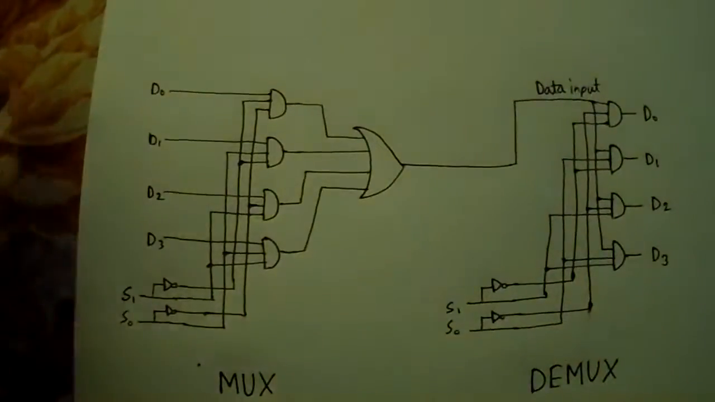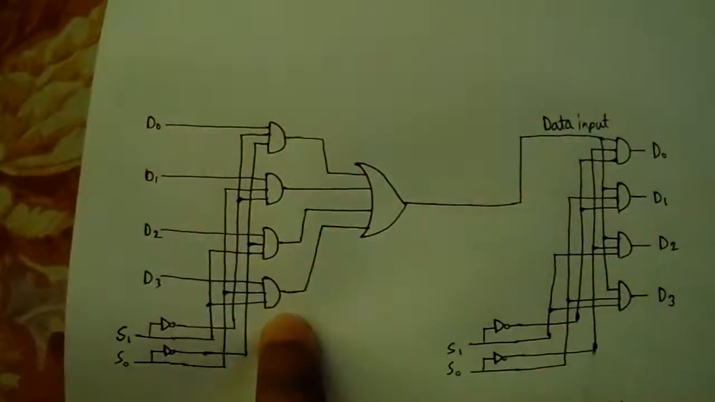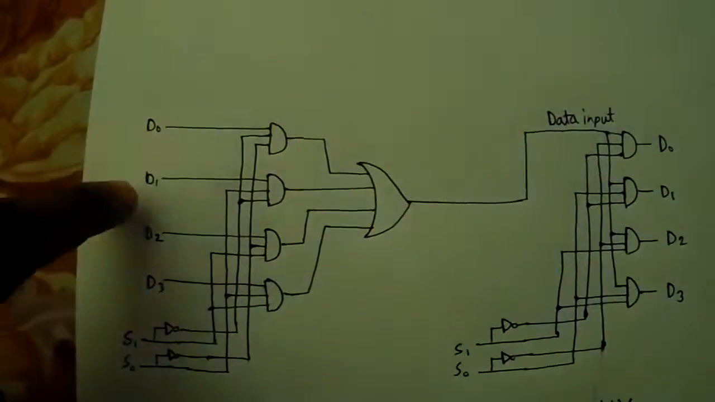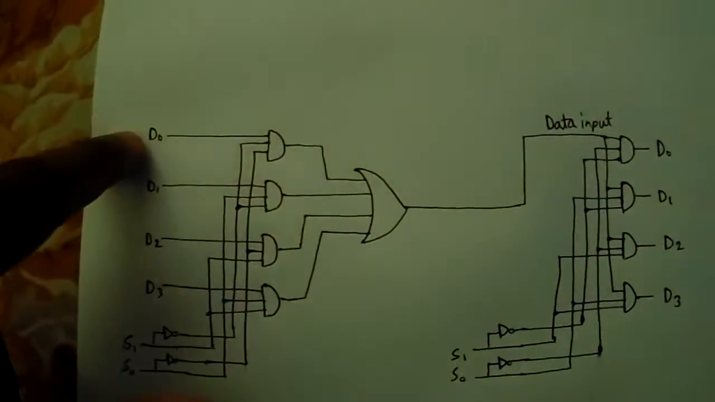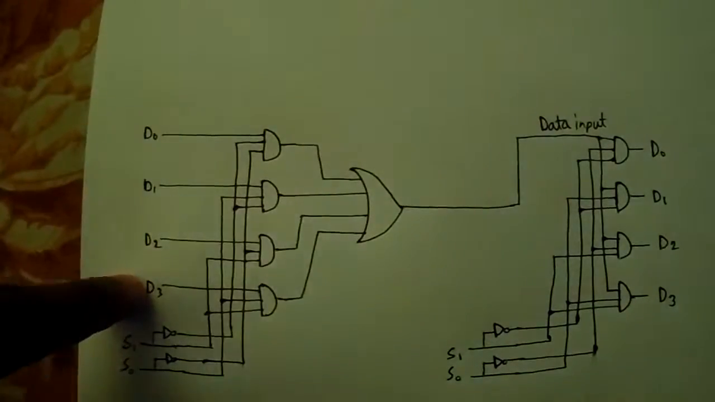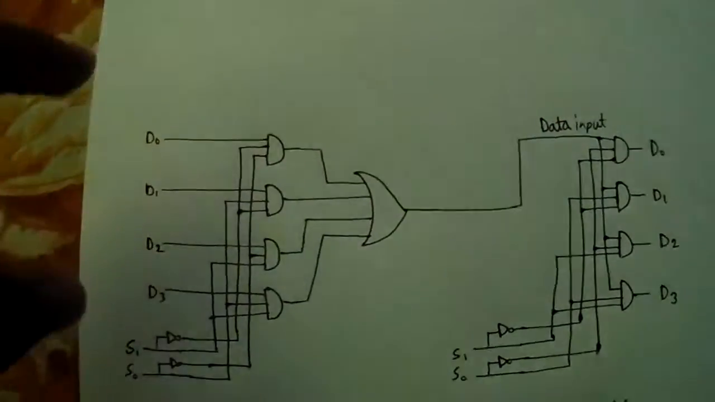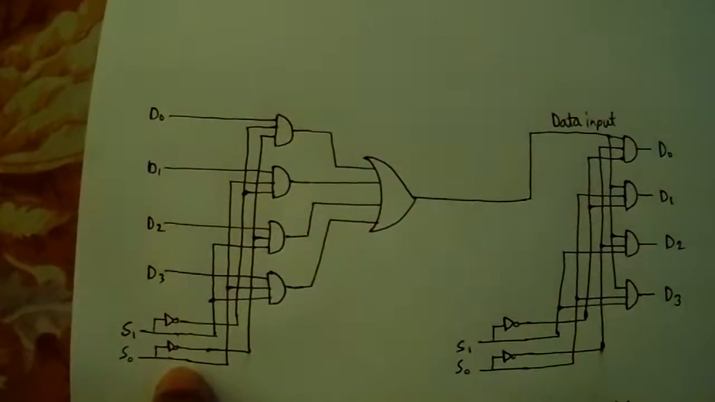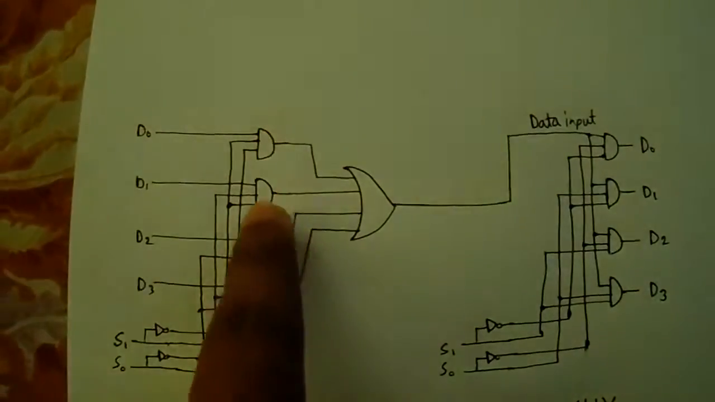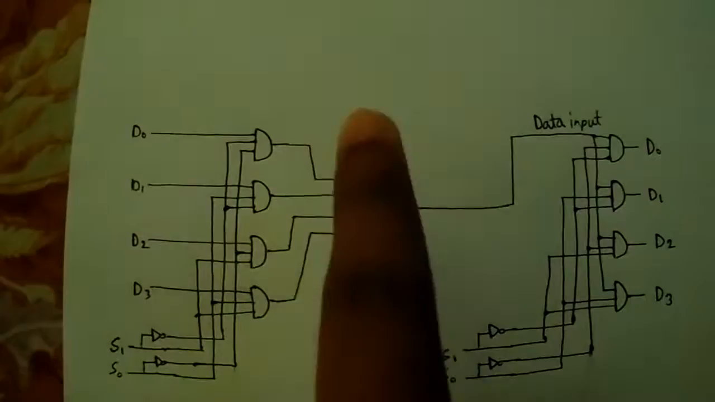See, here is my mask and this is my demask. First, see the mask. Here you can see 4 lines. The first one is D0, the second one D1, the third one D2, and the fourth one D3. They are the paths for sending data. And here you can see 2 selector pins. These selector pins will select which path should open for passing the data.